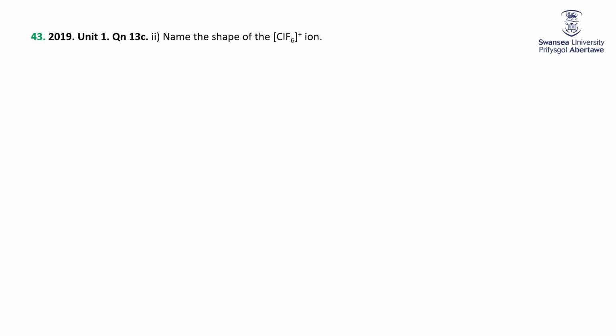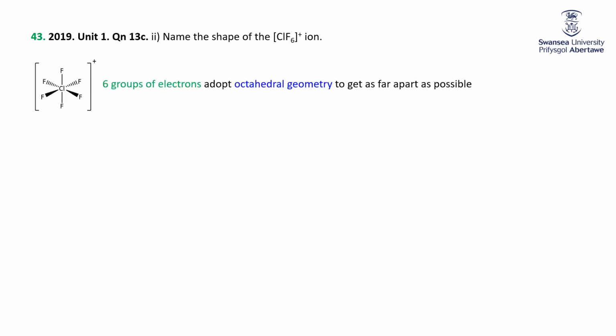Name the shape of the ClF6+ ion. Not overly sure how students are supposed to answer this the way that I've seen them being taught. But anyway, you're going to have a chlorine in the middle of the 6 fluorines. Chlorine starts with 7 valence electrons, uses up 6 of those to make the bonds to the fluorines, but then it's plus, so the 7th one goes away. So 6 groups of electrons around the chlorine, adopt octahedral geometry, so they're as far apart as possible.